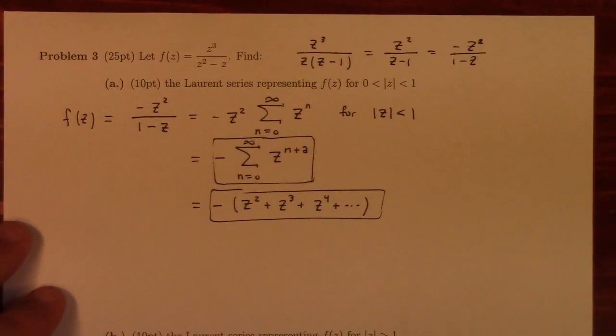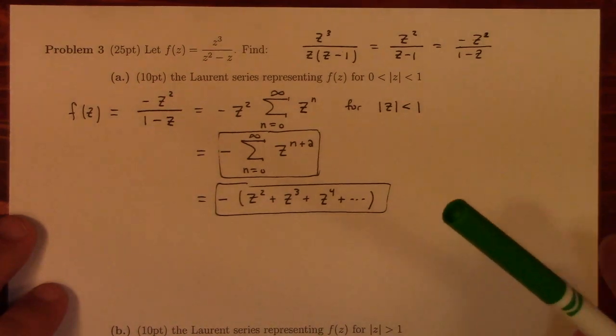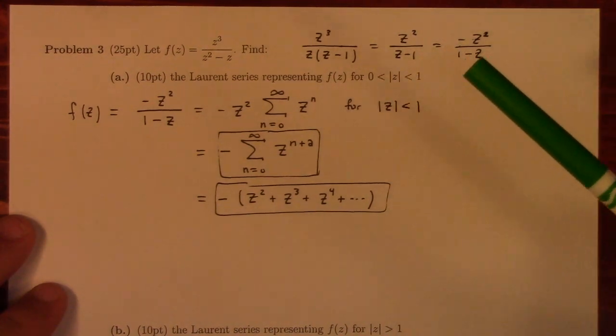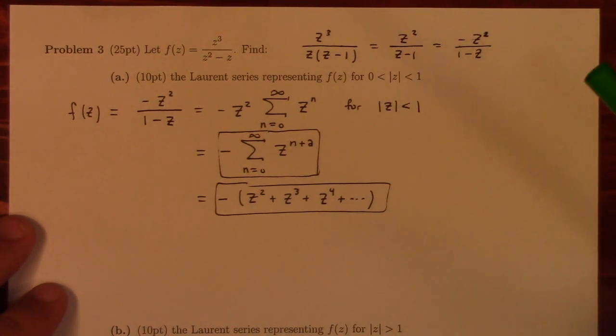Problem 3. What's going on here? Problem 3, I didn't mean for this to be tricky, but it seemed like it was tricky. So sorry about that. I put the z cubed on top to try to make it more interesting, in terms of what the answer looks like, but well, anyway.